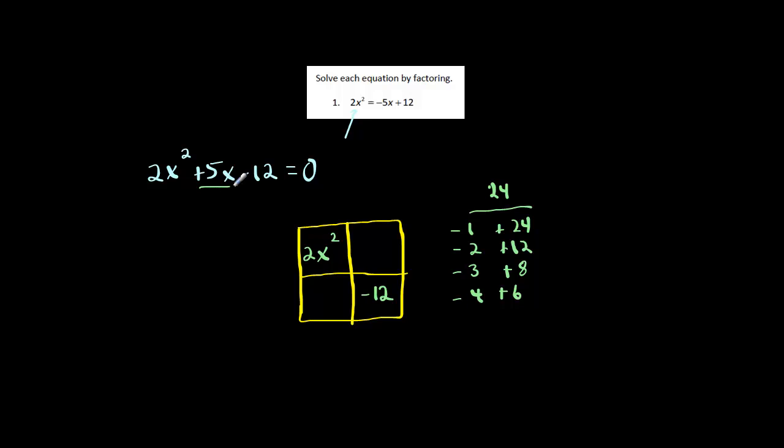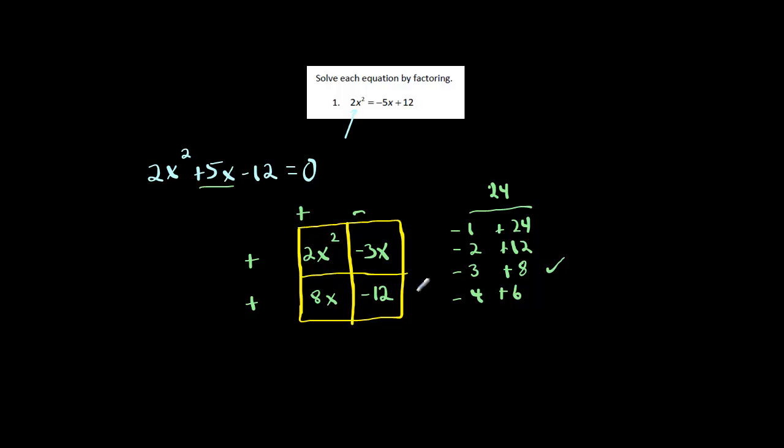Which one adds up to 5x? It would be this one right here. So negative 3x and positive 8x. So this is positive, positive, positive. This is negative, so we put a negative here.